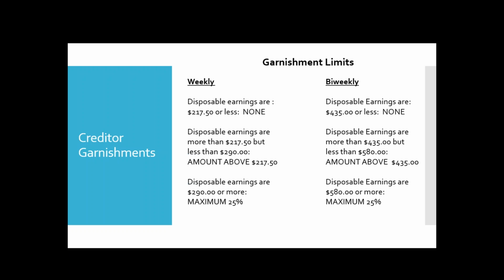And here are the garnishment limits based on frequency for creditor garnishments. In our example on the next screen, we're going to fall into this category here in the bottom left where our disposables are $290 or more. So our limit is going to be 25%.